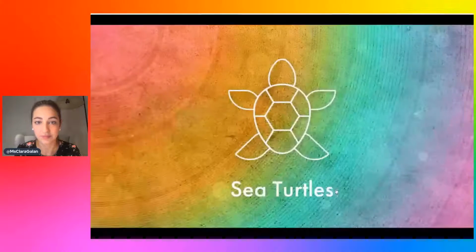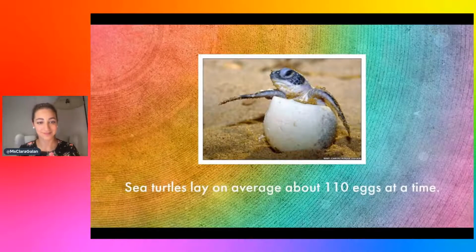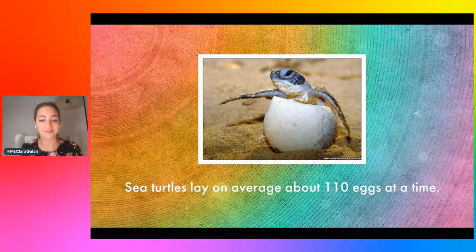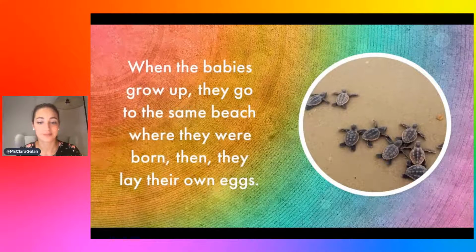This video is called Sea Turtles. Sea turtles lay on average about 110 eggs at a time. When the babies grow up, they go to the same beach that they were born. Then they lay their own egg.